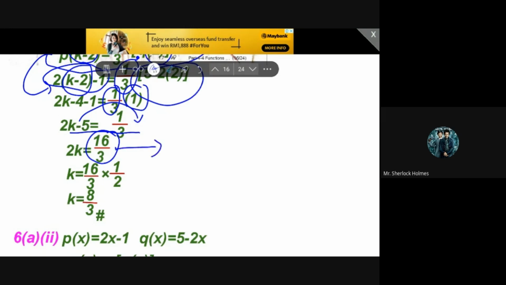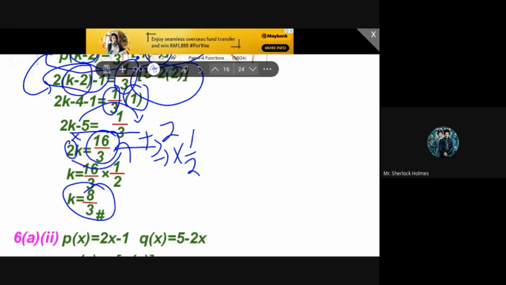Whenever you see a times relationship here, the number here, you have to move it to the right-hand side of the equation. Pindah kat sebelah kanan. Kalau pindah, jadi bahagi 2. Bahagi 2 maksud dia, darab 1/2. Means you times half. So you see, you get your answer. K is 8/3. So congrats, Kantan.